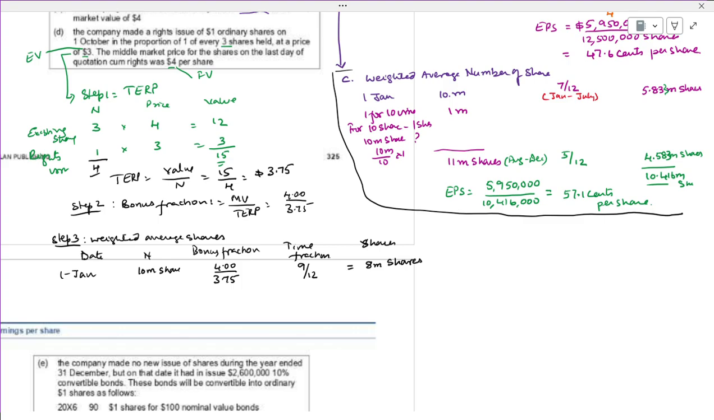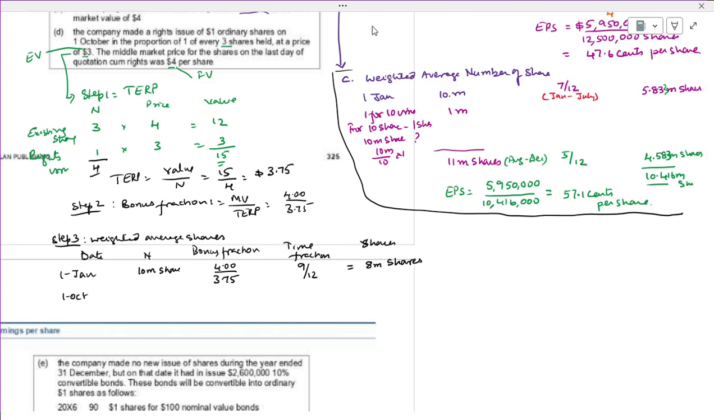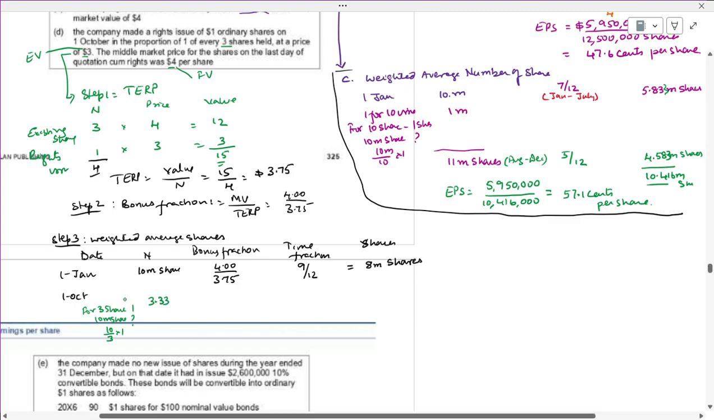Is it 8 million? Yes. Now, 1st October. How many shares are there? One of every three. For three shares, 1. For 10 million shares, how much? 10 divided by 3 into 1 comes to 3.33.